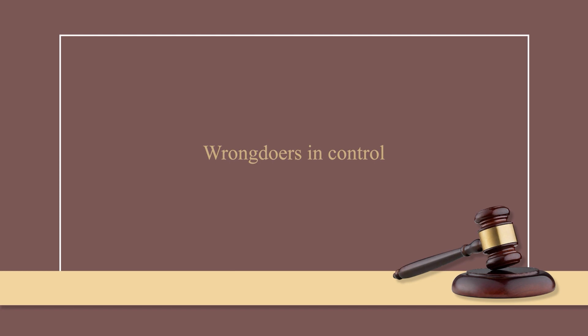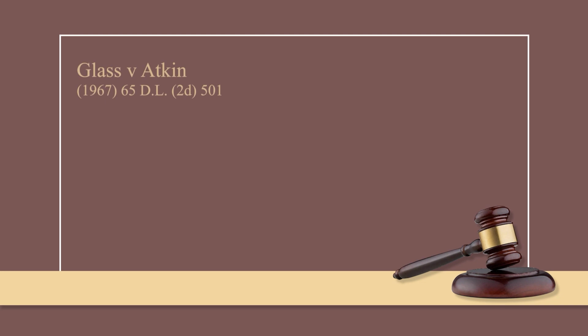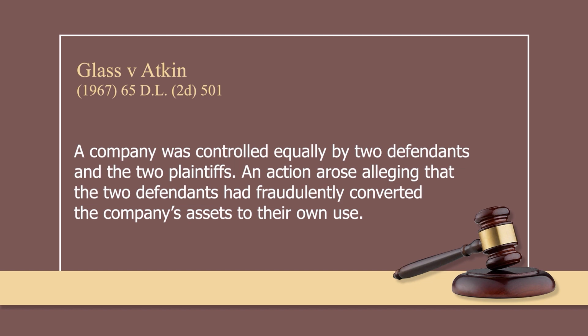Wrongdoers in control. Sometimes an obvious wrong may have been done to the company, but the controlling shareholders would not permit an action to be brought against the wrongdoer. In such cases, to safeguard the interest of the company, any member or members may bring an action in the name of the company. In Glass versus Atkin case, a company was controlled equally by two defendants and two plaintiffs. An action arose alleging that the two defendants had fraudulently converted the company's assets to their own use.